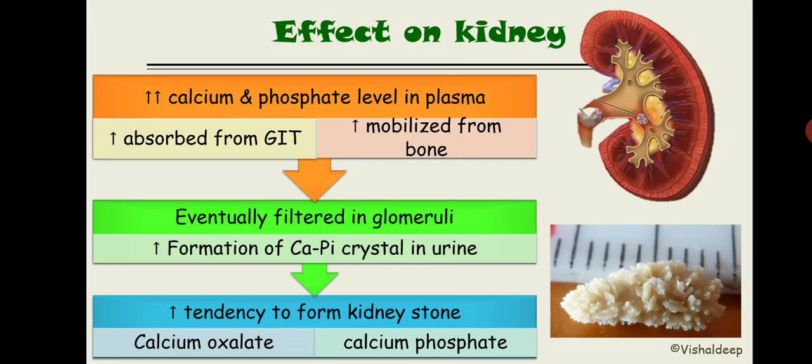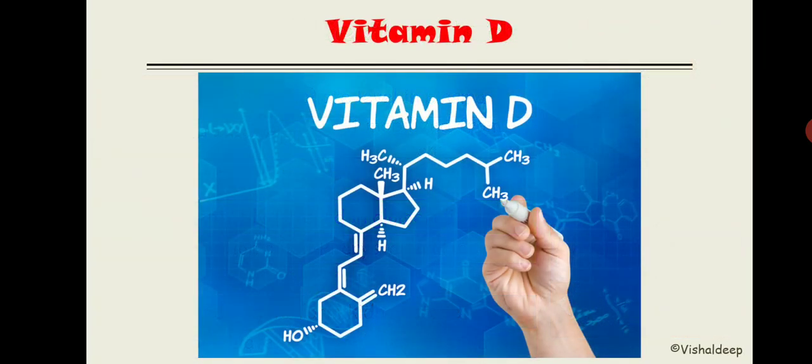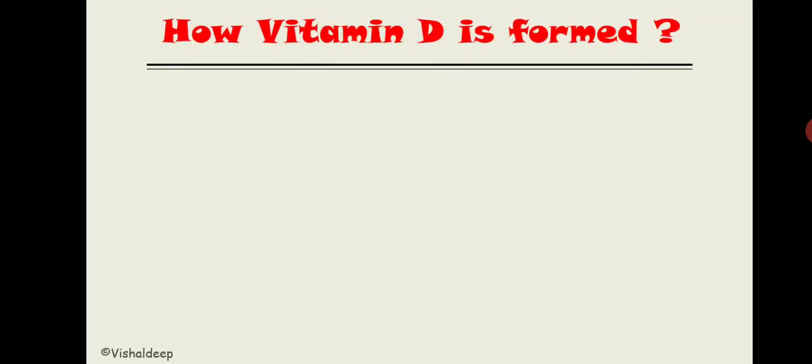Let's get started with the next hormone, that is vitamin D. You see the structure of vitamin D, it is more or less the same as cholesterol. So vitamin D will be formed by altering the cholesterol. Let's discuss how to form this vitamin D. How can we make vitamin D?